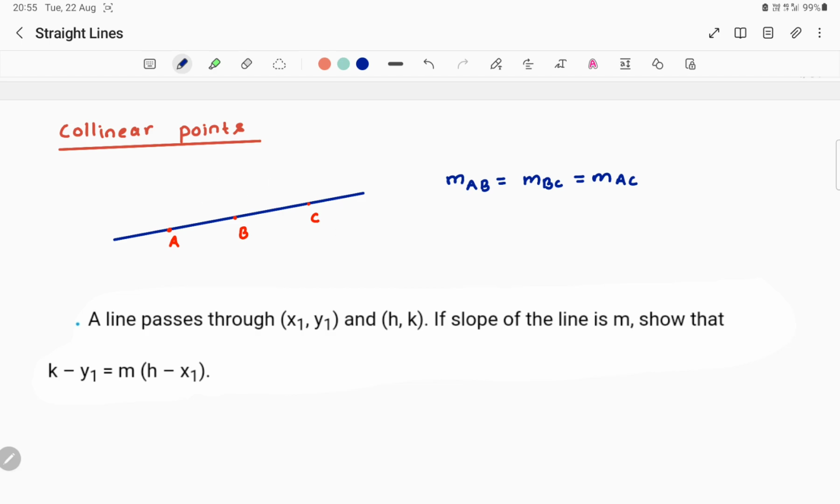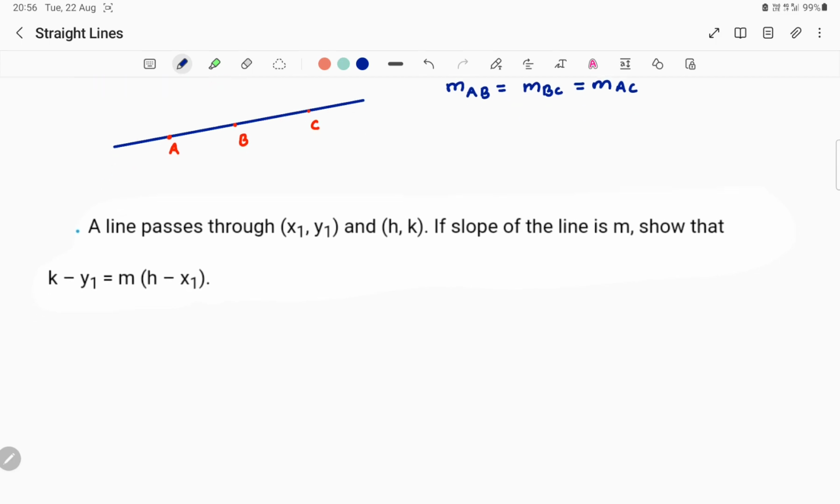Then a third method you would have seen is that the area of a triangle is 0. If 3 points are collinear, no triangle forms, so the area will be 0. But all these methods include some sort of calculation. Now, as we have learned the slope, things will be a little easier. If 3 points are collinear, slope of AB is equal to slope of BC is equal to slope of AC. You take any two pairs and equate, and from there we can conclude things.